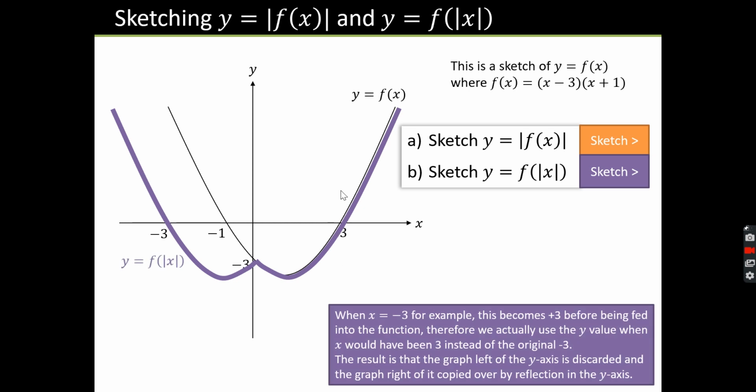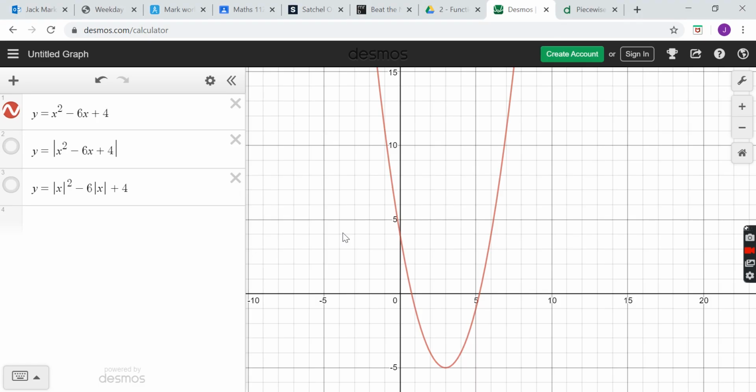Okay, so it looks something like this. -1 is going to have the same y value as 1 had. We also know about -3 now, don't we? Because -3 will give you the same y value as 3 gave you. Let's have a look at another example.